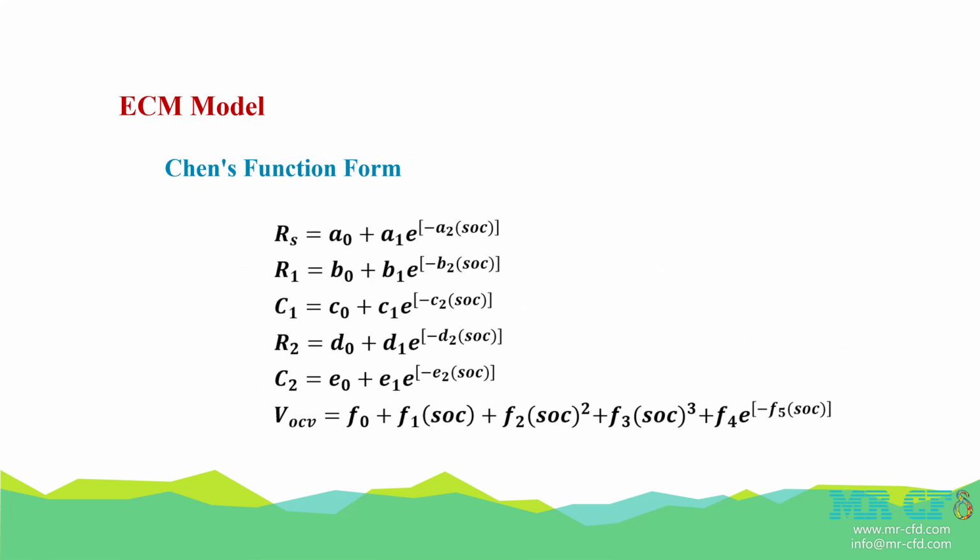Next, the function form proposed by Chen, where the open circuit voltage, resistances, and capacitances are also only a function of SOC. Coefficients A0 to A2 for RS, coefficients B0 to B2 for R1, coefficients C0 to C2 for C1, coefficients D0 to D2 for R2, coefficients E0 to E2 for C2, and coefficients F0 to F5 for VOCV.